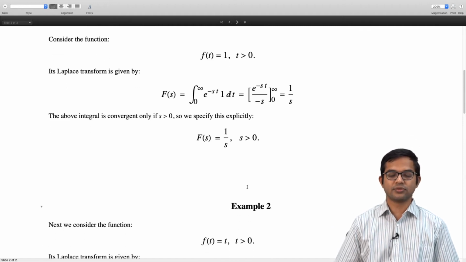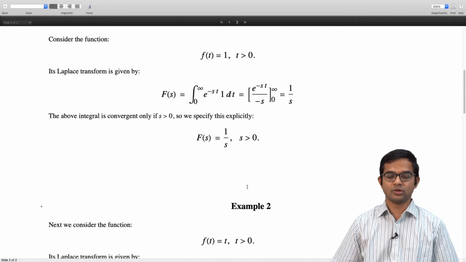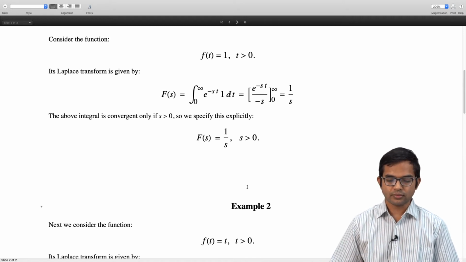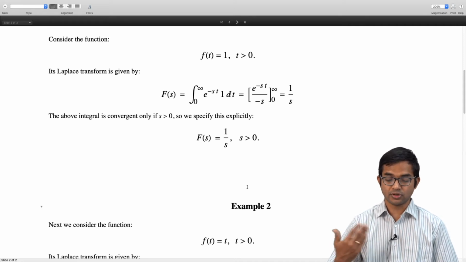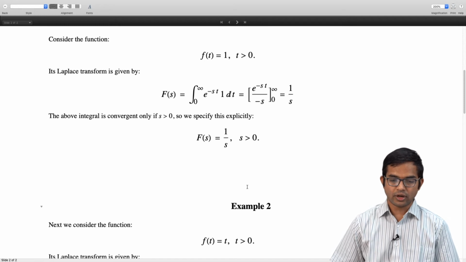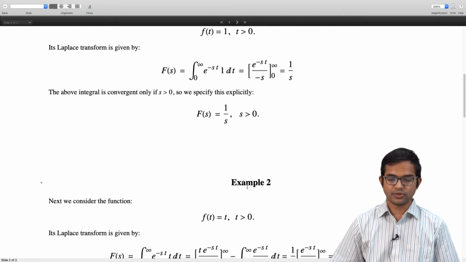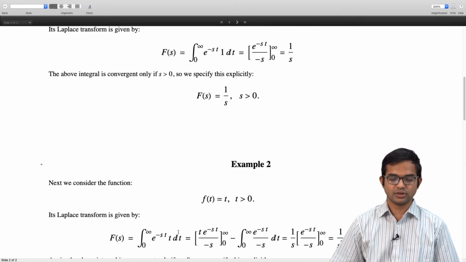Suppose we consider the function f of t equal to t, right? You may put in an external force which goes linearly with time, it keeps on increasing. So now what happens to the Laplace transform of this function? Once again it's an integral, so it's e to the minus st times t times dt.